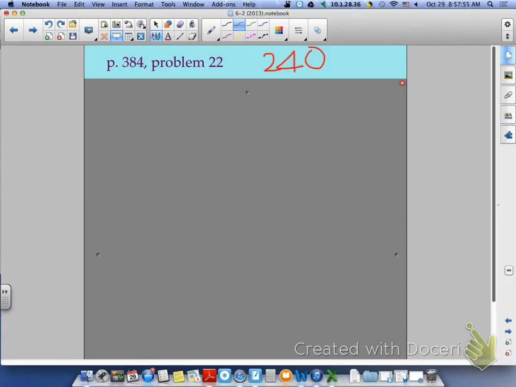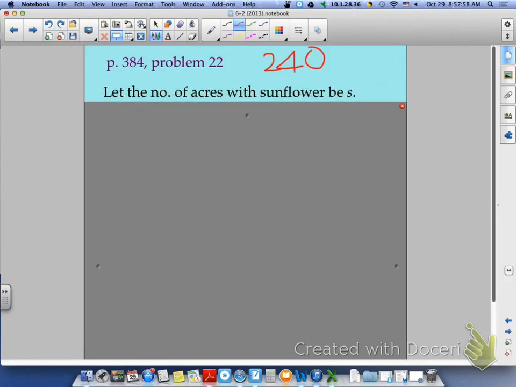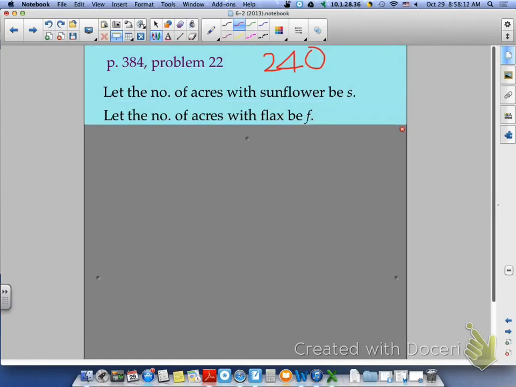Okay. So would you write this in standard form? Now remember, you're writing a system here. You could originally write it in standard form and then convert it. It's up to you. So let the number of acres with sunflowers be S, and let the number of acres with flax be F. Now there are two situations that are built into this problem. What are the two situations? The acres with sunflowers. And you know that whatever the number of acres of sunflower, it's 80 more than the number of flax.